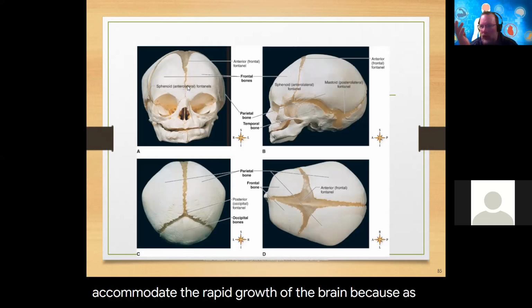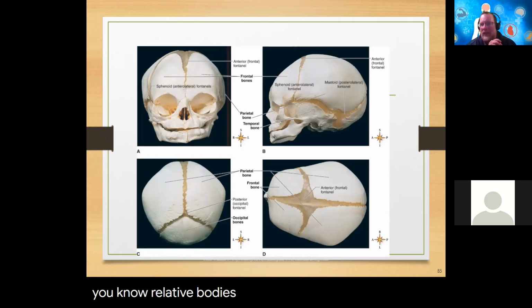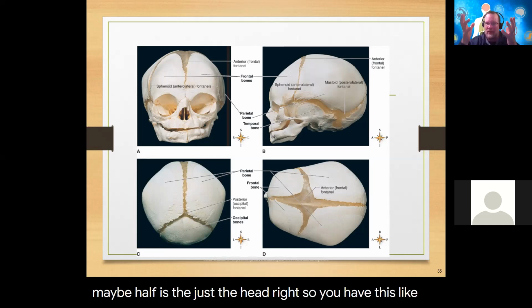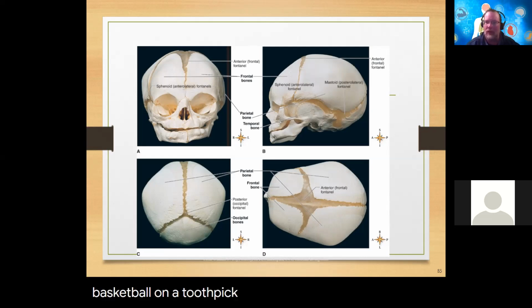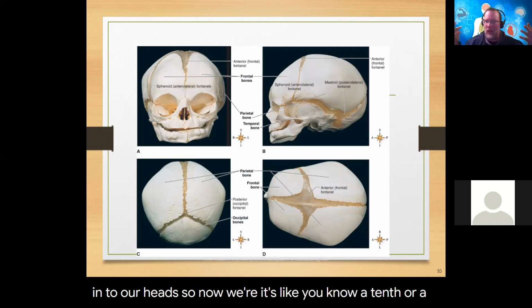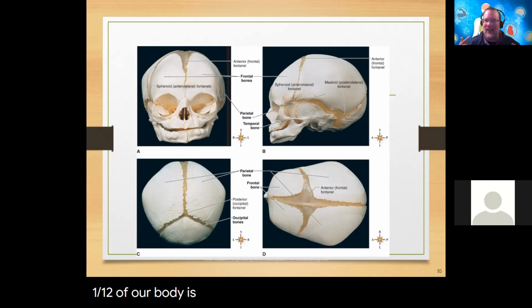Because, as you know, relative body size, a newborn baby, probably at least a third or more of the baby, maybe half, is just the head, right? So you've got this like basketball on a toothpick. So we have to grow into our heads. Now it's like a tenth or a 12th of our body is the head. With a baby, it's not like that. So they have to grow into their head.